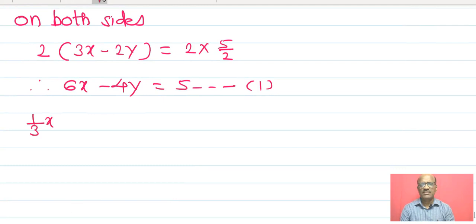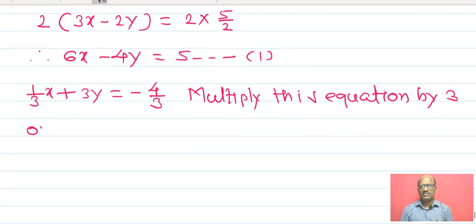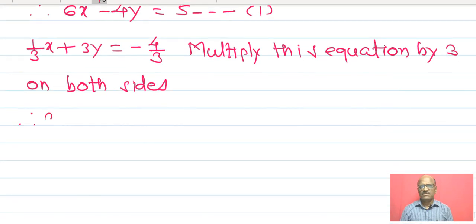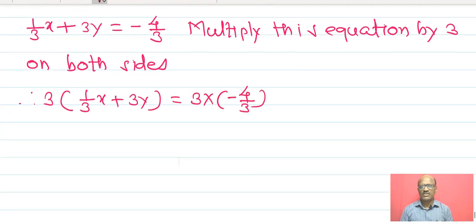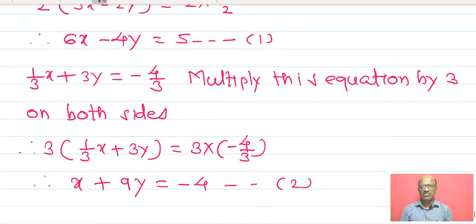And second, that is 1 by 3x plus 3y is equal to minus 4 by 3. Multiply on both sides by 3. Therefore, 3 in bracket 1 by 3x plus 3y is equal to 3 into minus 4 by 3, and that is x plus 9y is equal to minus 4. Equation number 2.